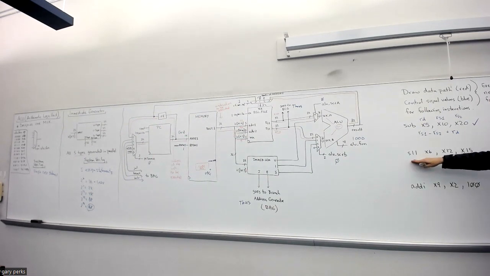Okay, and let's do the same thing. Let's follow the data path and do the control signals for this shift left logical. Now, before I start this one, I have to erase everything in red and blue. Do you have any questions about what we did with this instruction?